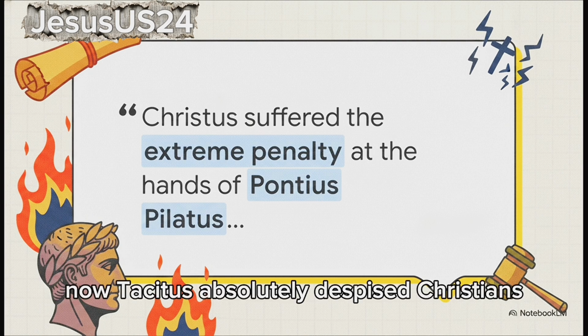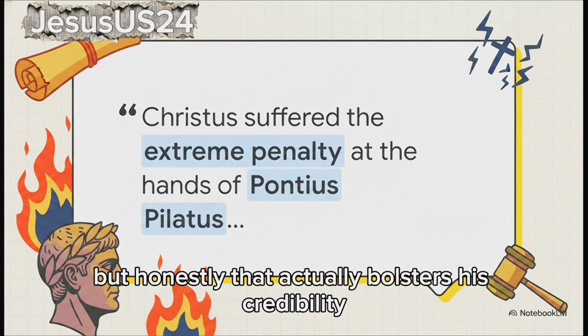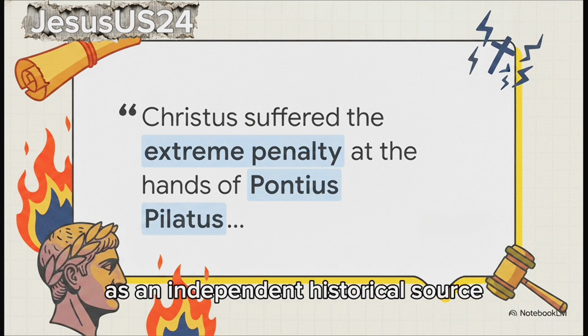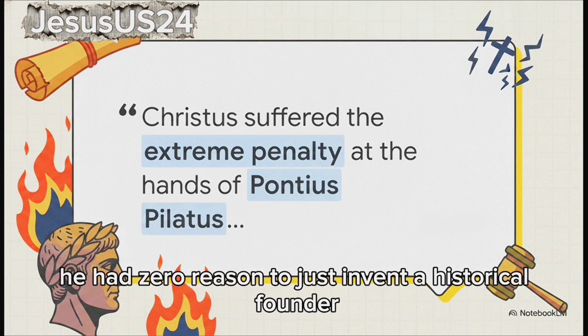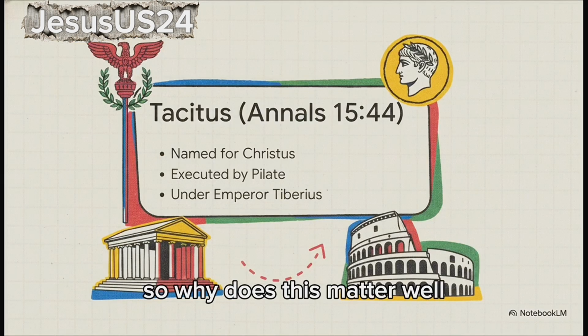Now, Tacitus absolutely despised Christians. He called their movement a mischievous superstition. But honestly, that actually bolsters his credibility as an independent historical source. He had zero reason to just invent a historical founder for a group of people he genuinely loathed. So why does this matter?